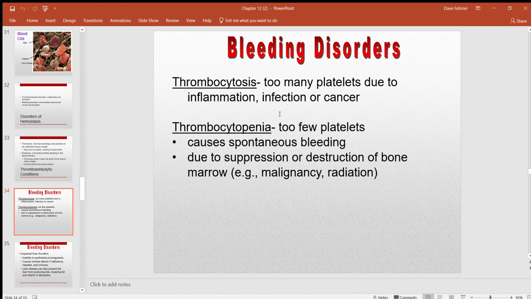Too few platelets can obviously be caused from bleeding. It can also be due to suppression or destruction of bone marrow. Sometimes when people have a cancer, they have radiation, and sometimes this can depress the production, the hematopoiesis, of the platelet production.